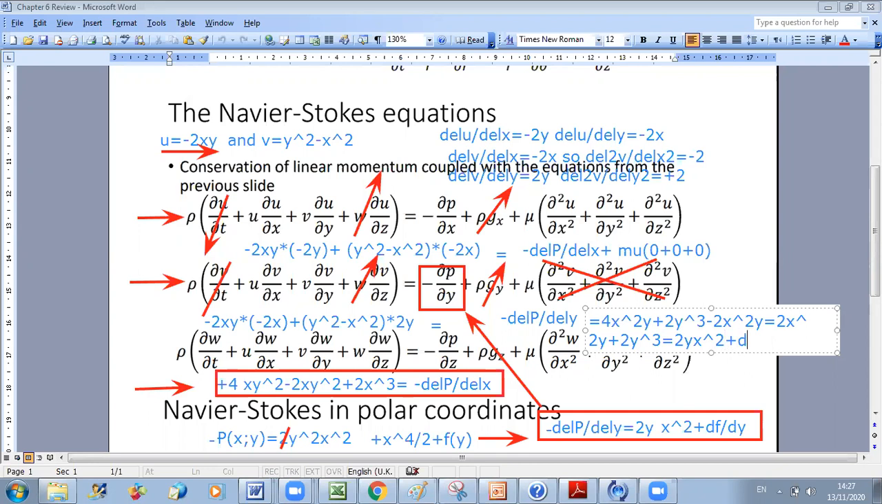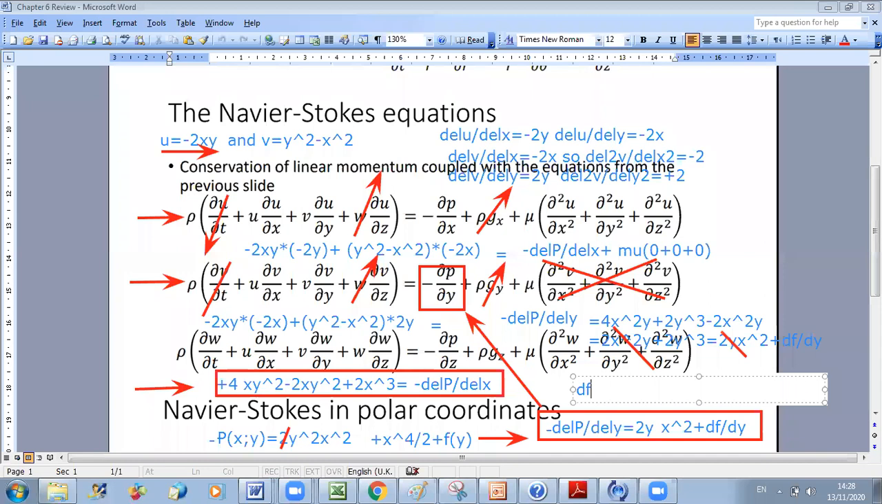plus df by dy. Okay, now look what will happen. You have the term 2x square y, which is the same for both. Look, you have 2x square y repeating in both, so it will cancel out. So you deduce that df by dy is what? What is the remaining term? The remaining term is 2y cubed. So you deduce that df over dy is equal to 2y cubed.